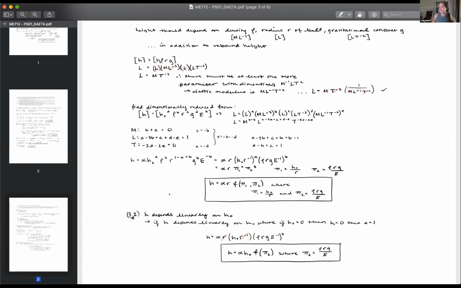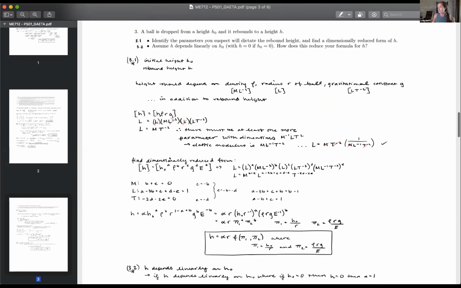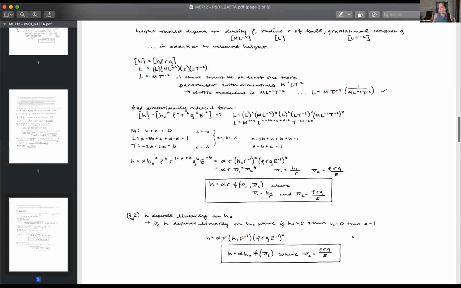And so then in 3.2, I'll scroll up again. We assume that H depends linearly on H naught. So then if H naught is 0, H is 0. How does this reduce the formula? I'm definitely not sure about this part. But I guess because it's linear, I go back to my coefficients up here in 3.1. If it's linear, then I said that A exponent had to be 1. And so then if that's 1, then we get R to the -1, which would cancel with this R here. So then I said H is equal to H naught and as a function of pi2.